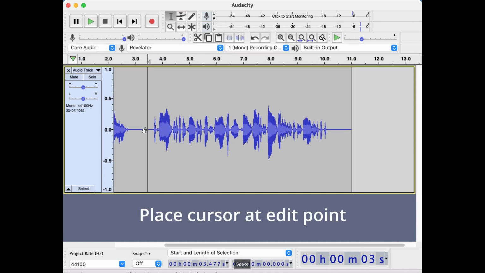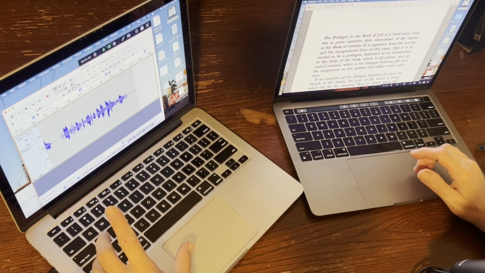So we're going to start here. The prologue to, which is at the beginning of the paragraph.